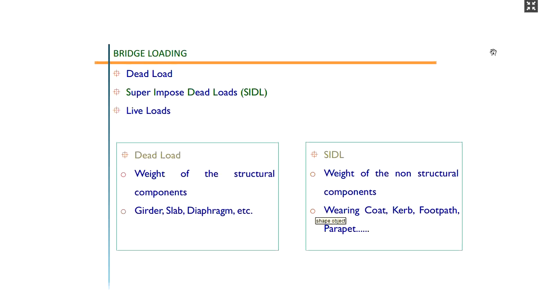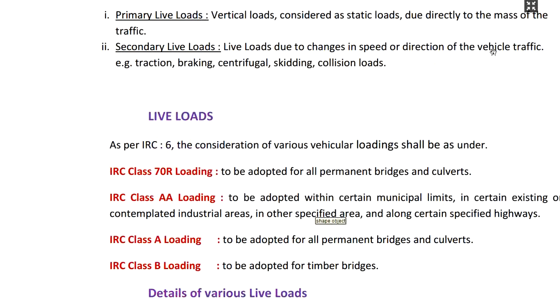But we cannot say that a bus will have a different weight or a truck will have a different weight. So for the bridge, IRC 6 classifies the different vehicles, and for that you are supposed to design the bridges. So let's focus on the load. One is the primary load, that is a vehicle load considered as a static load due directly to the mass of the traffic, and second is the secondary live load due to the change in the speed, direction and the vehicle, and that is more important.